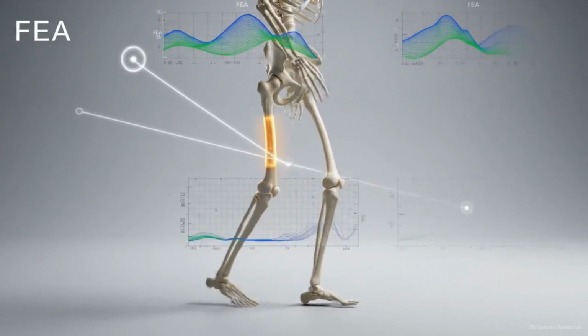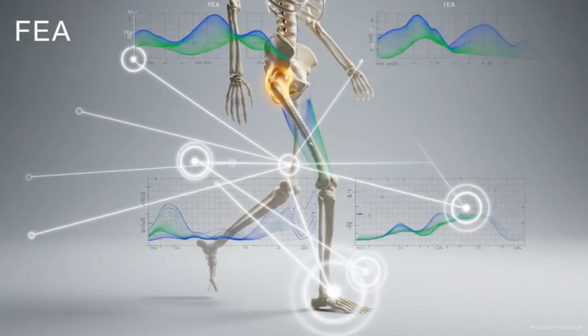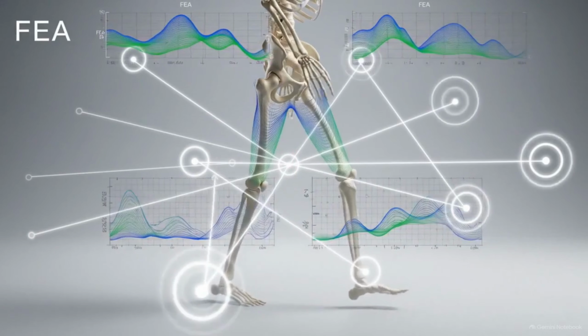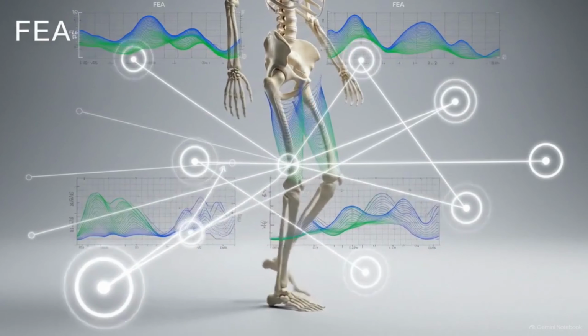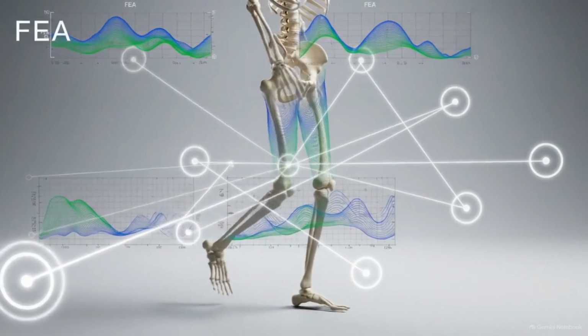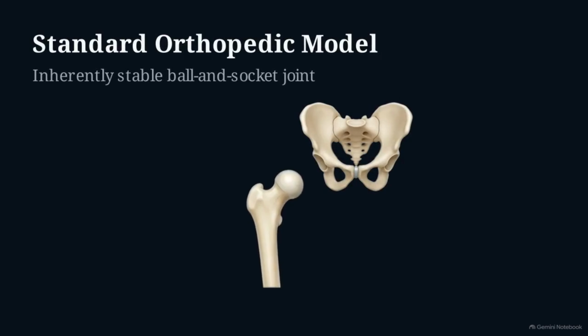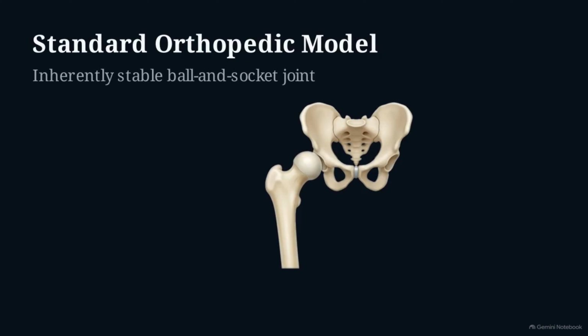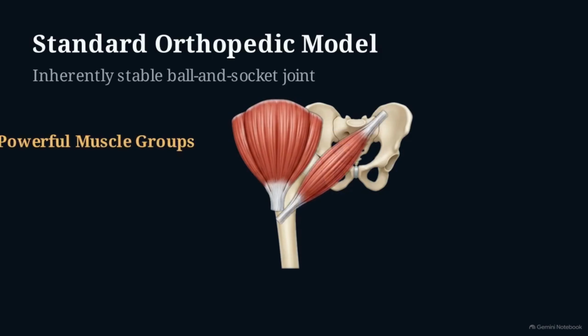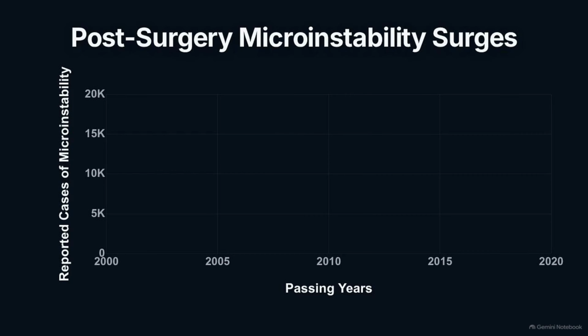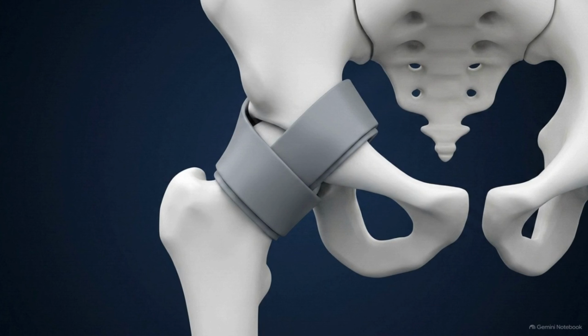Human bipedal locomotion is defined by its metabolic efficiency. Every stride relies on precise structural engineering to minimize the energy required for every step. The standard orthopedic model defines the hip as an inherently stable ball and socket joint, secured by deep bone and powerful muscle groups. But clinical data reveals a growing problem. Despite this inherent stability, non-traumatic hip micro-instability is rising, specifically following hip arthroscopic procedures.